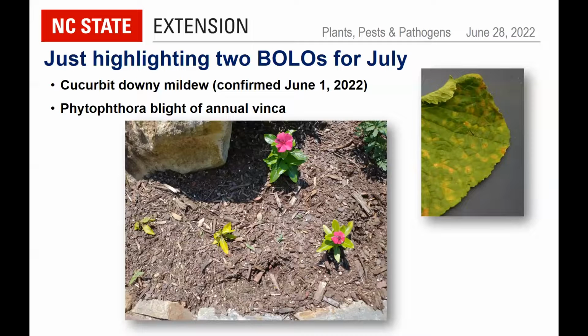And the other bolo to mention is the Phytophthora blight of annual vinca, which can be an aerial blight or it can be a root and stem rot. And these particular pictures, very nice flower color here. This was a variety that I tried for the first time this year, and the website of the seed company said that it was immune to the dreaded Phytophthora.